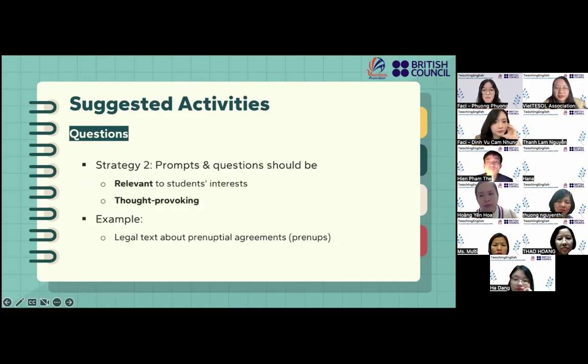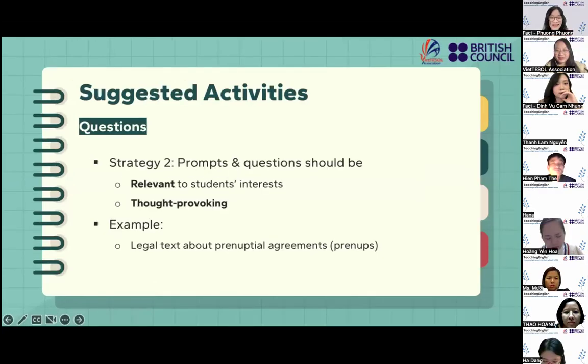However, for the prompt to be effective, make sure that both the prompts and the questions are relevant to the students' interest and also thought-provoking. For example, I have this extremely dry and difficult and lengthy legal text about prenuptial agreements, or prenups. Now I have to design some questions and I need to pick some prompts for this kind of text. It won't be easy because this is a legal text already. Students may get sleepy just hearing the title of the text.